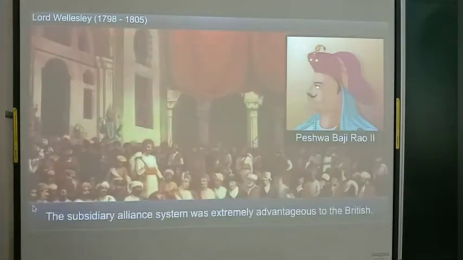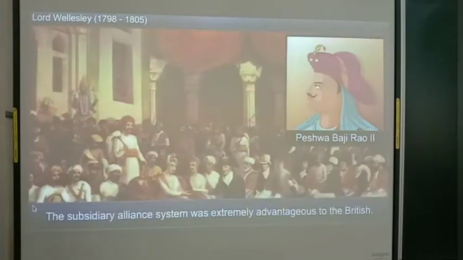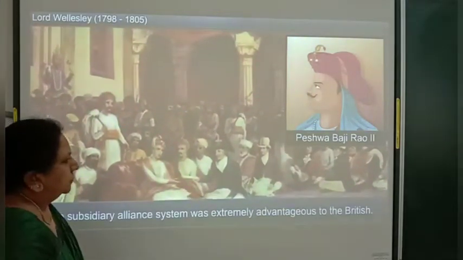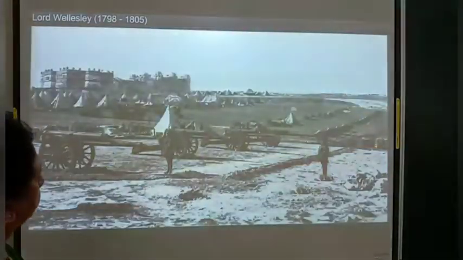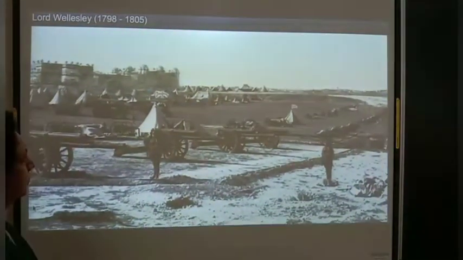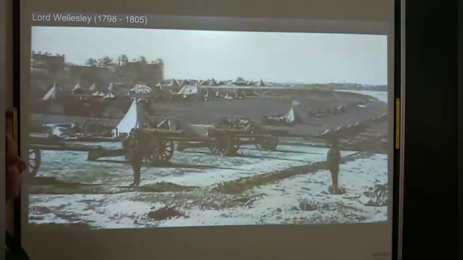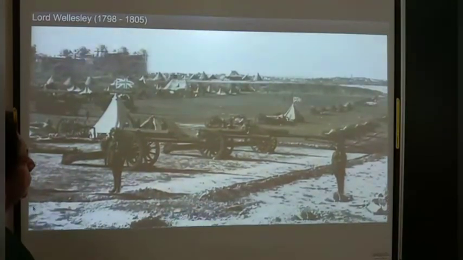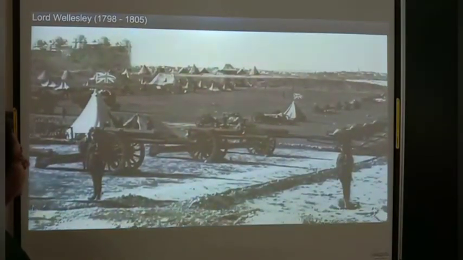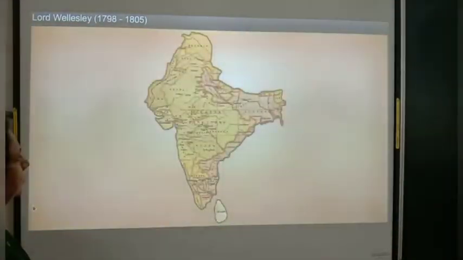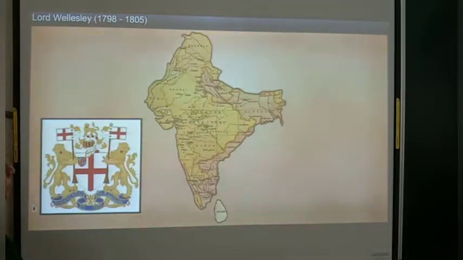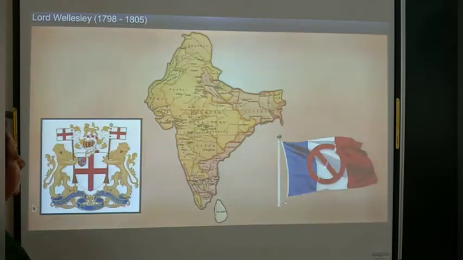The subsidiary alliance system was extremely advantageous to the British. They were now able to keep a large army at the expense of the Indian rulers. Moreover, the company was able to control the foreign policy of the Indian states and also prevent the French from influencing the states.